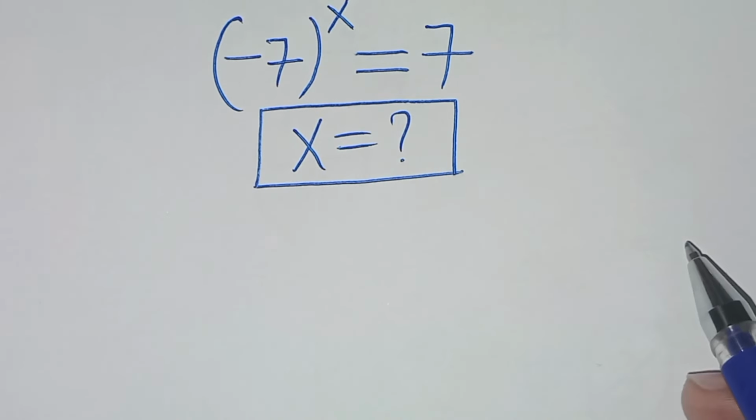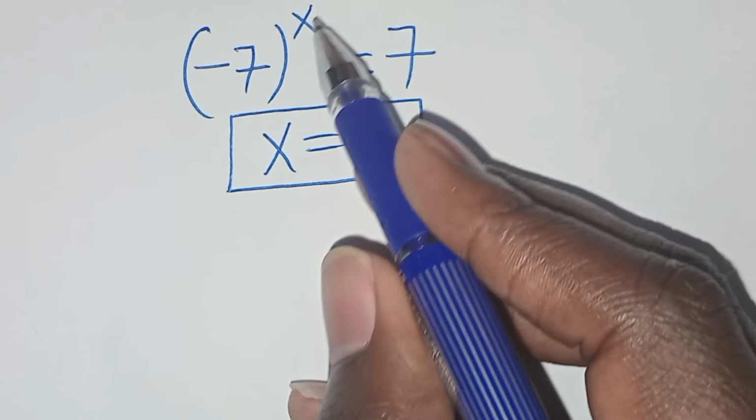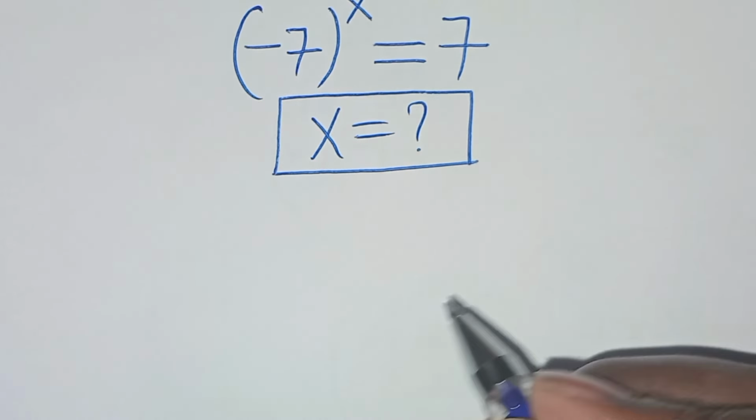Hello everyone, you're welcome to solve this nice algebra problem, which is (-7)^x equal to 7. So what is the value of x?